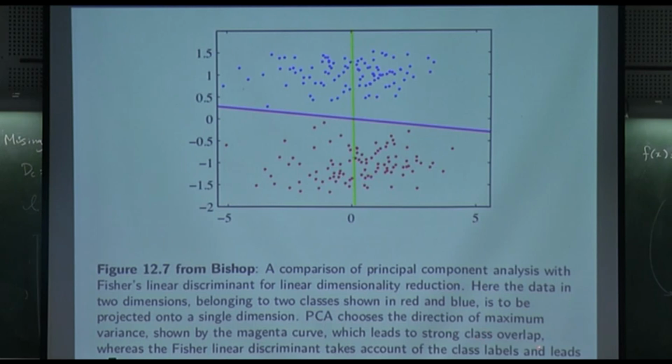Which leads to strong class overlap, because if I project it on that, you will get an overlap. Instead, what you should do is first find the center of this point, center of that point, and then do a PCA on the leftover part, whereas Fisher's linear discriminant takes account of the class labels and leads to a projection onto the green line, which gets much better separation.